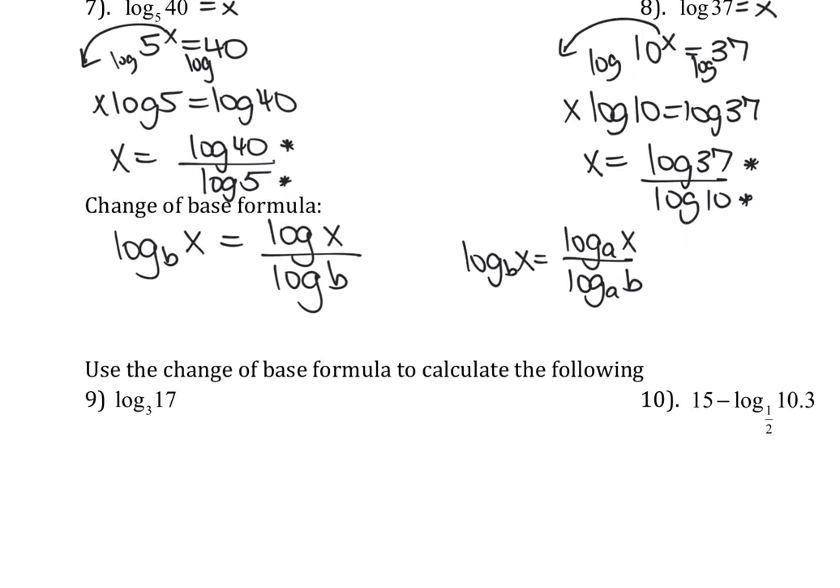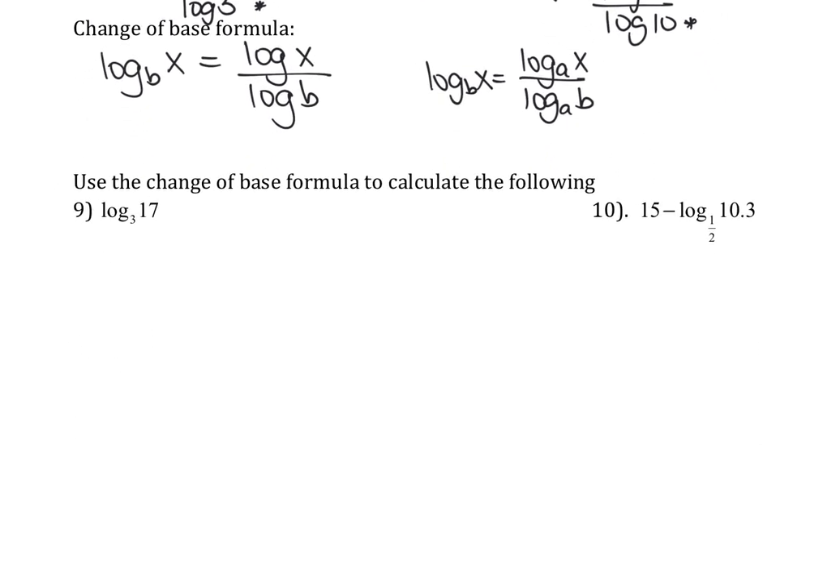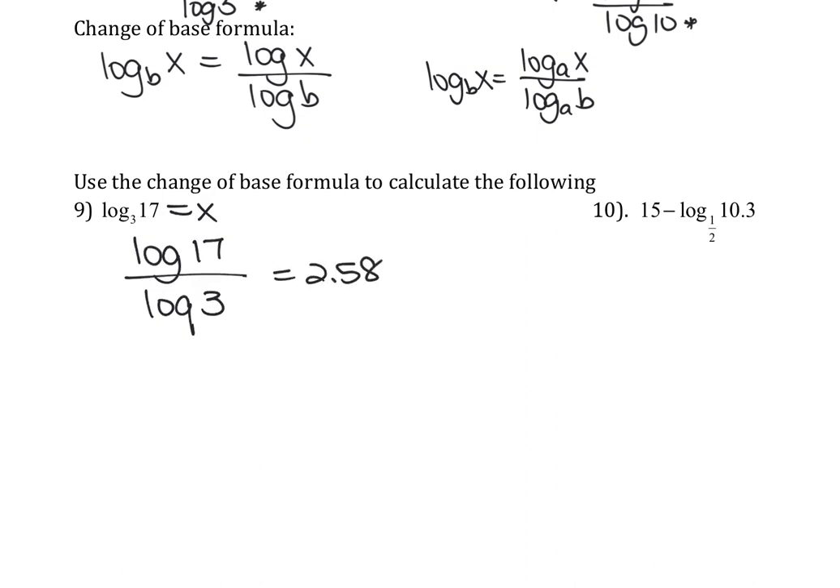So our final two, I will use that shortcut to finish. In number 9, use the change of base formula. So I want to know what this is equal to. Because I have that logarithm, the change of base formula says I can write log of the argument over log of the base. So it's going to be log of 17 over log of 3, which if you do that in the calculator would be 2.58.